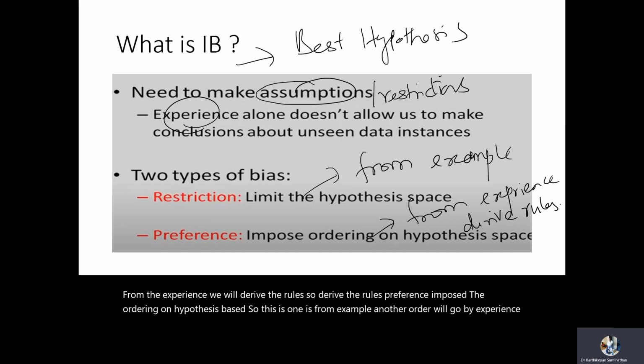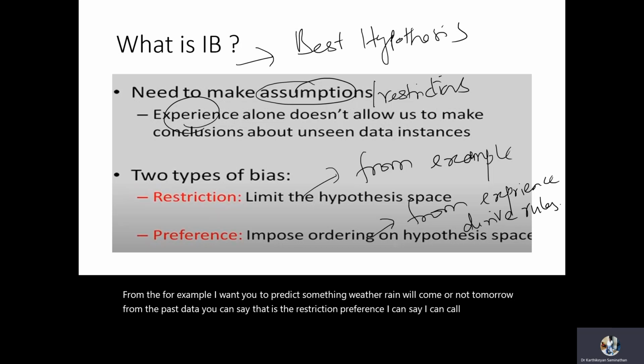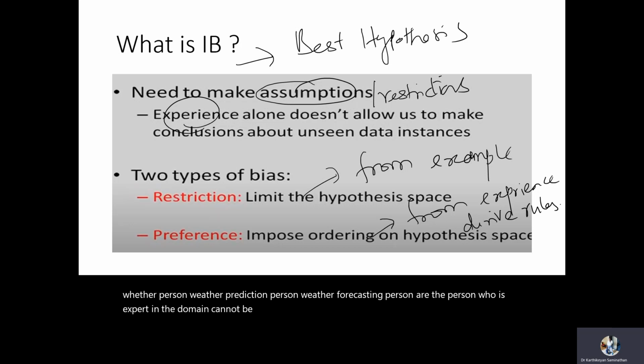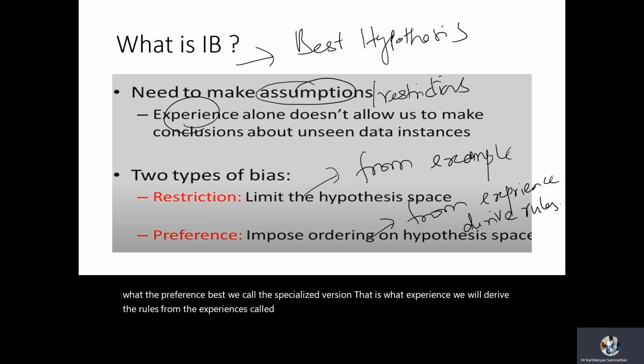In a simpler way, for example, I want you to predict whether rain will come or not tomorrow. From the past data, that is the restriction. For preference, I can call some weather forecasting person, someone who is expert in that domain, and he may do the analysis and the assessment. That is what preference based means. We call it the specialized version. We derive the rules from the experience, which is called preference. We derive from the example, which is called restriction.